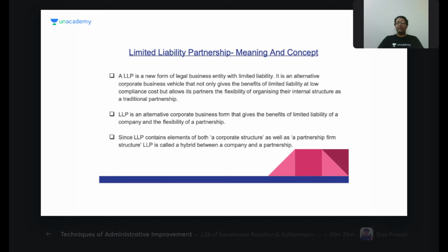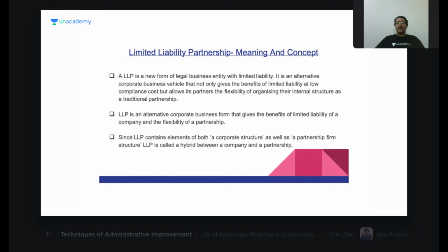Which simply means if a person holds 1,000 shares of rupees 10 each, what is the total amount that he needs to pay the company? 1,000 into 10, 1 lakh. But while share application and share allotment money, he paid just 50 rupees. So what is the balance amount remaining? 50 rupees. 50 rupees into 1,000 shares will become 50,000. So in case anything goes wrong and the company goes bankrupt, the company does not have money.